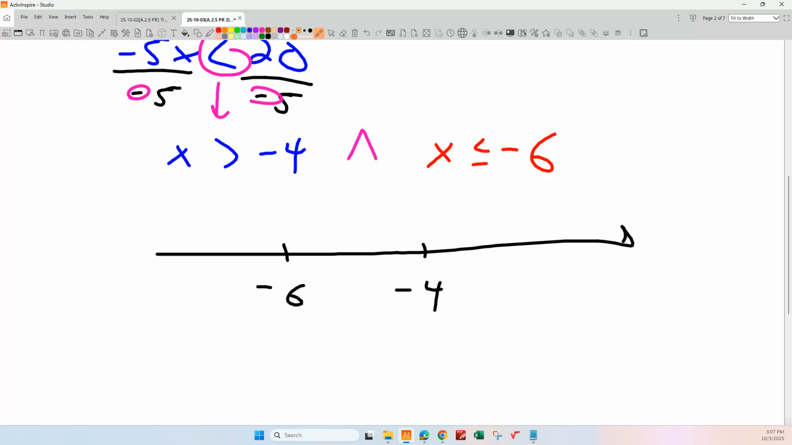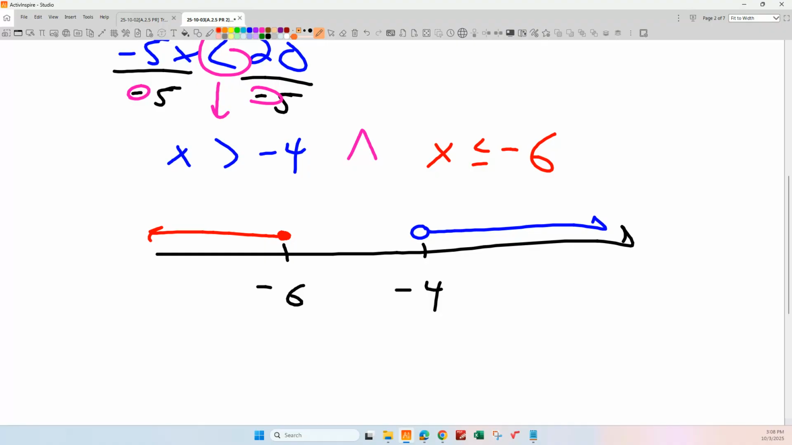X is greater than -4. Isn't that an open endpoint at -4, graph to the right? X is less than or equal to -6. That's a closed endpoint at -6, graph to the left. Okay, if it's an and statement, what am I looking for with the blue and the green graphs?